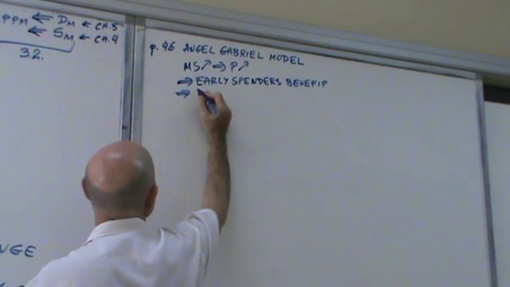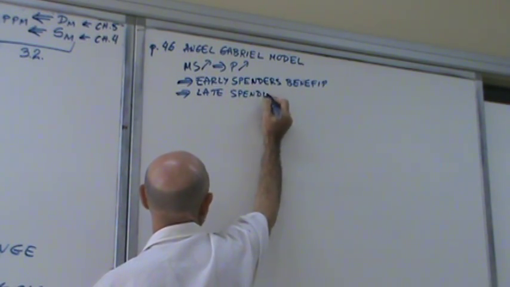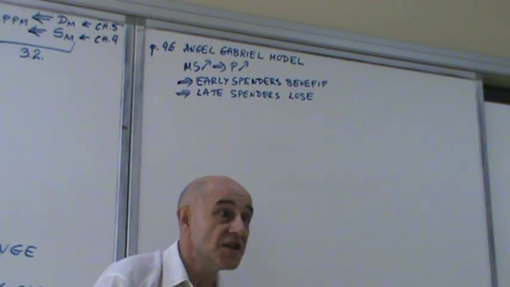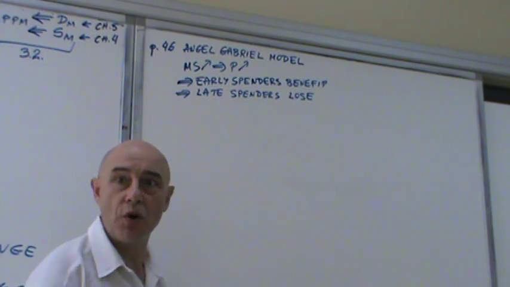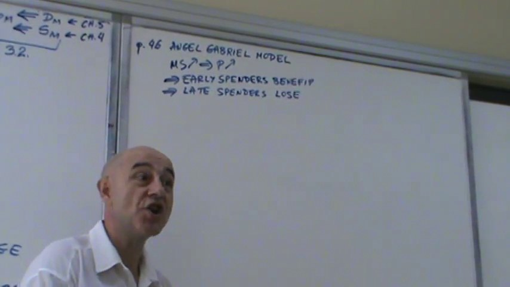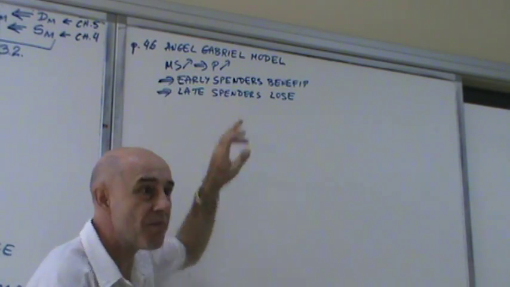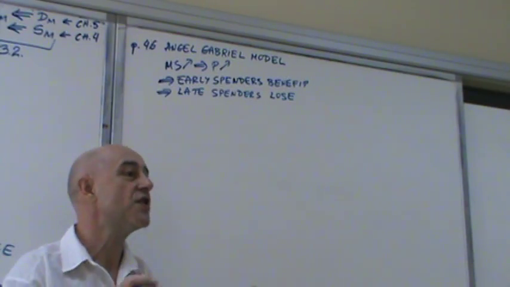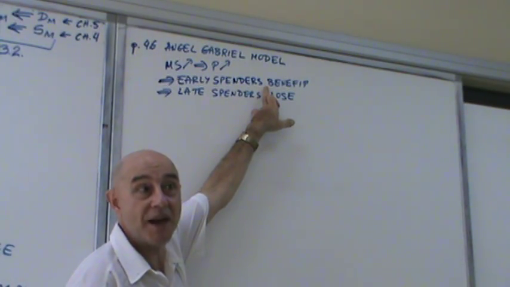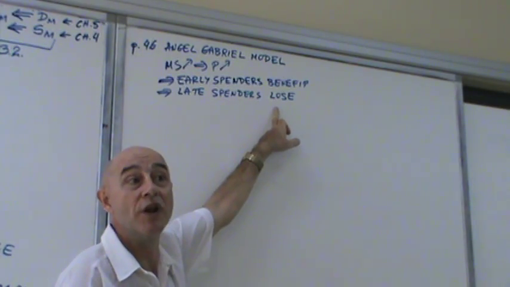And the late spenders lose. So, early on, you buy all the oranges you want, you buy all the iPhones you want. Later, there will be a relative shortage of iPhones, and prices of iPhones may more than double. So, essentially, remember, the number of goods, watches, phones, eggs, rice, did not change. If somebody spends the money early and benefits, it follows that somebody else, the late spenders, will lose.